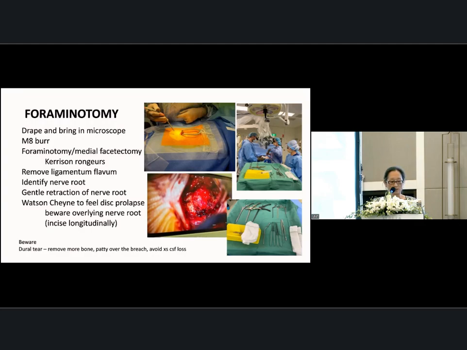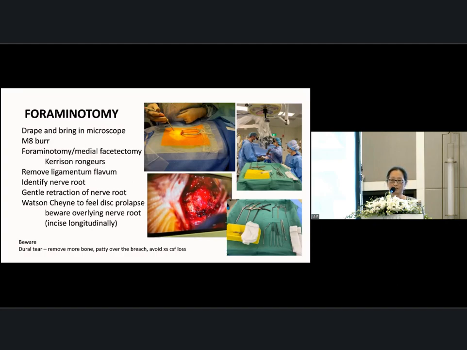Using Kerrison rongeurs as well, we remove the ligamentum flavum. Make sure you identify the nerve root. It can be really tricky sometimes, particularly with nerve roots that are stuck down. They can look like the disc. Always make sure that you see where the nerve root comes off the dura.